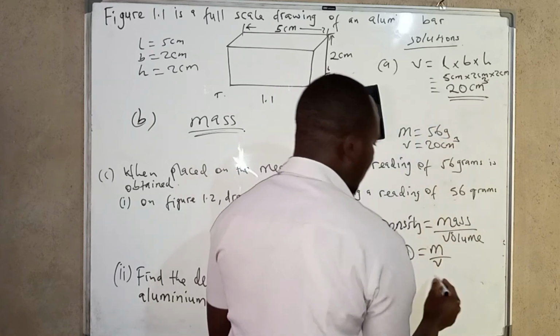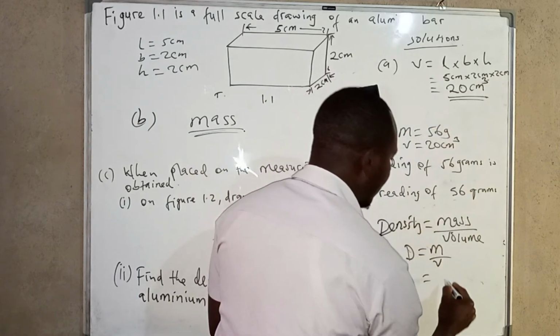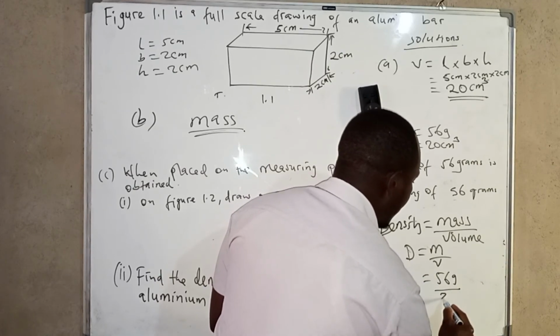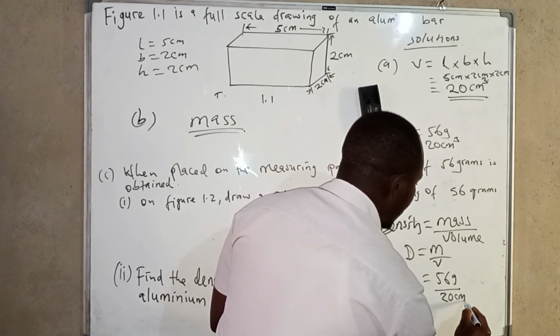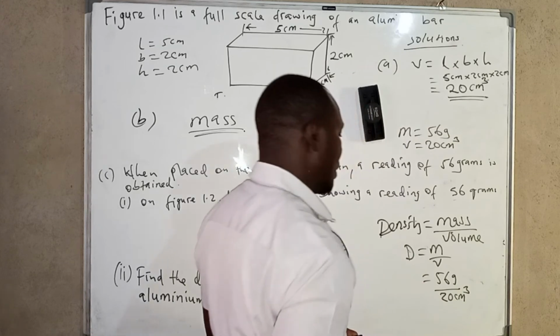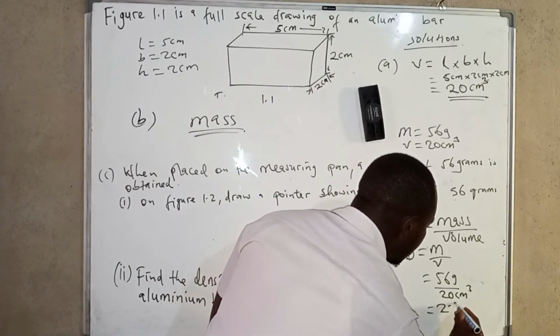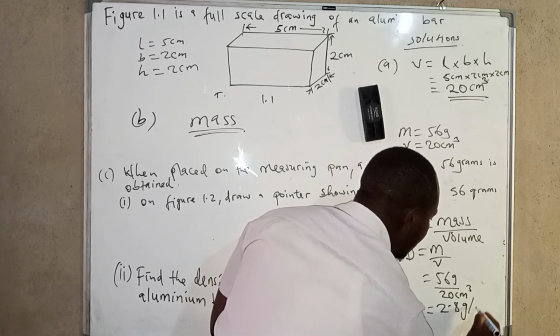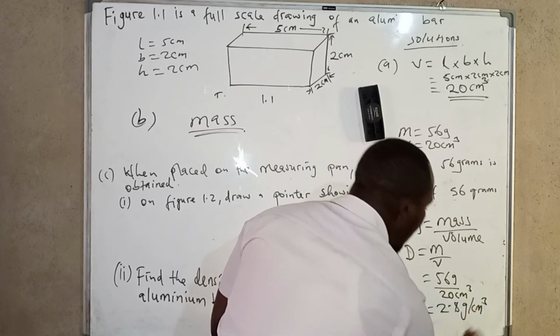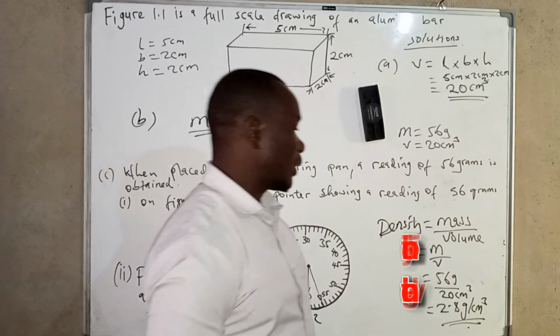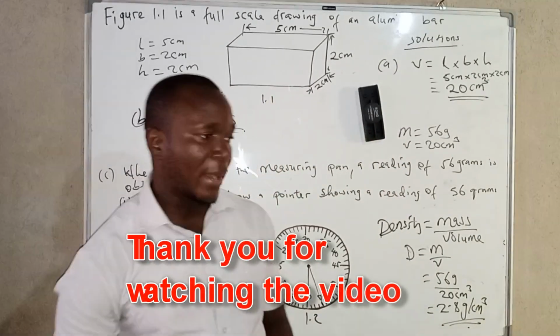So plugging this into the equation, we have 56 grams over 20 cubic centimeters. 56 divided by 20, we are going to get 2.8 grams per cubic centimeter. So this is the density of the aluminium bar.